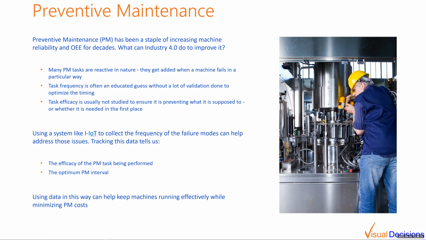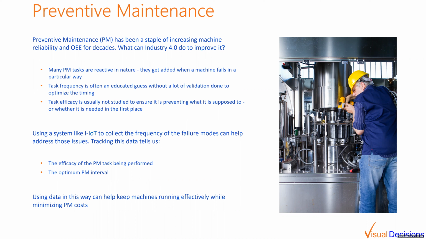So many PM tasks are reactive in nature. They get added when a machine fails in a particular way. The task frequency is often an educated guess without a lot of validation done to optimize the timing. The efficacy of that task is usually not studied to ensure it's preventing whatever it's supposed to, or whether it's needed in the first place. So using a system like I-IoT to collect the data can help address all of those issues listed above. But it has to be done with forethought and intention.